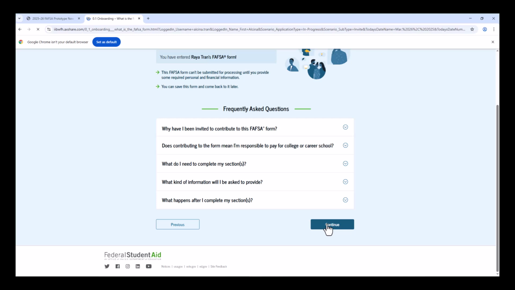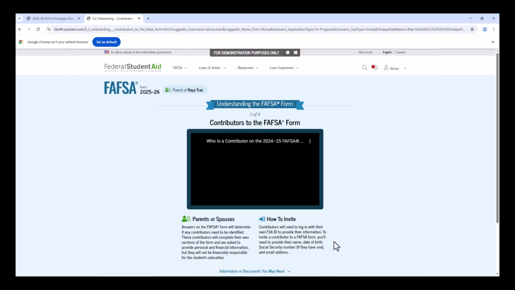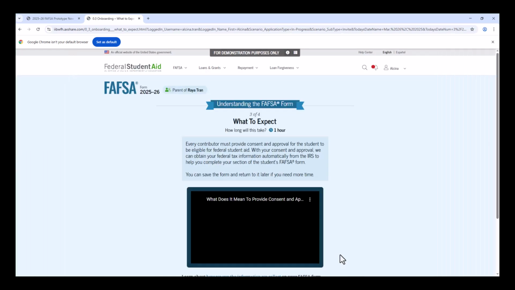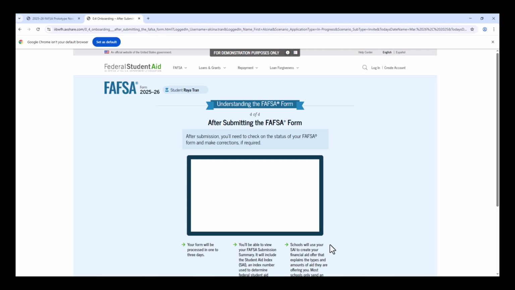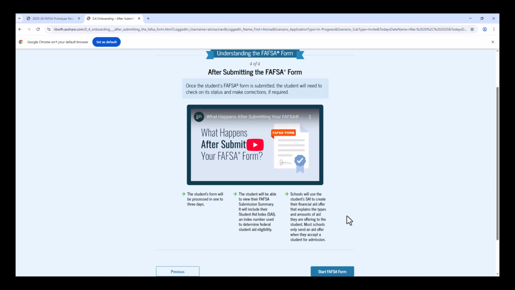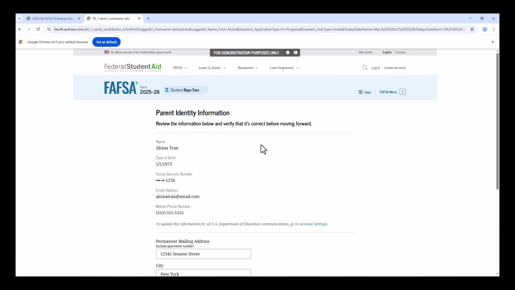Okay, we're going to select continue. And from here, it's going to put us on that same entrance page as we saw earlier in the students portion. So you're going to have a few videos here explaining what the FAFSA form is, explaining what contributors are and how to invite them, explaining what to expect, and then lastly, explaining what should take place after submitting the FAFSA form. So mom or contributor can go in and watch those videos for more information if they would like. If not, they can just continue through and start their portion of the FAFSA form.